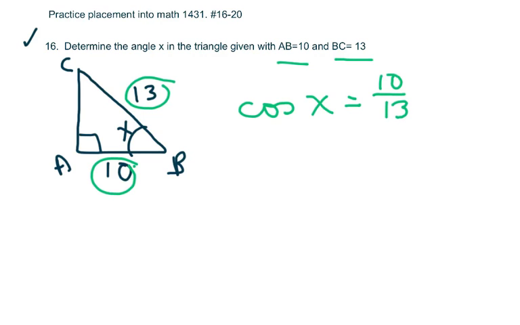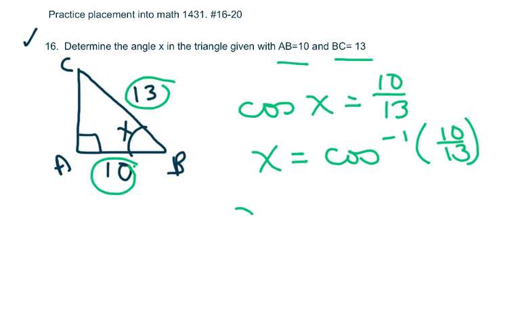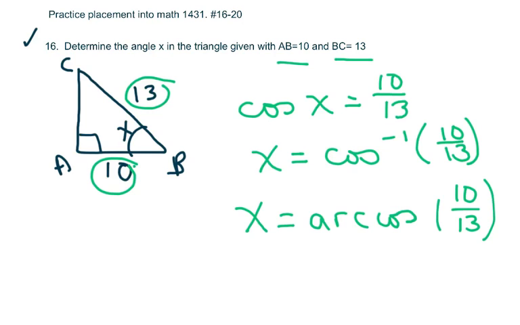And then remember, you just take cosine inverse of both sides. So you get x equals cosine inverse or inverse cosine of 10 over 13. Now, the way they write it on their test is arc cosine, means the same thing. Yeah, it's 2 c's, and that would be 10 over 13. So that's pretty much the easy one. The other ones aren't hard, it's just they take a few more steps.